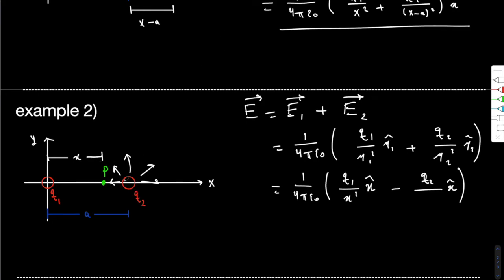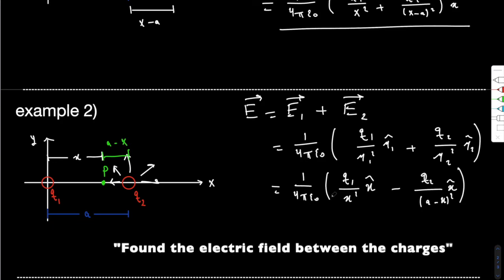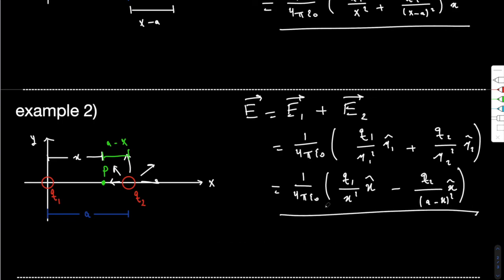Now let's find the radial distance between this point of interest and the point charge. Well, that's just a minus x, right? So if you want this distance here, it's going to be a minus x. So it's a minus x, a minus x squared. And then again, I found the electric field of it in the center.